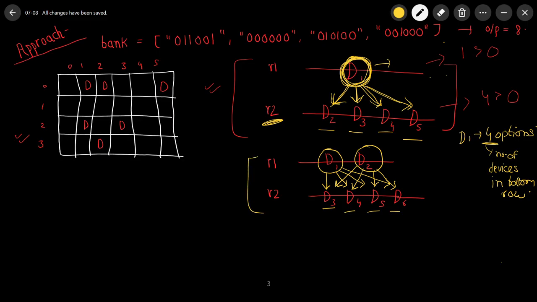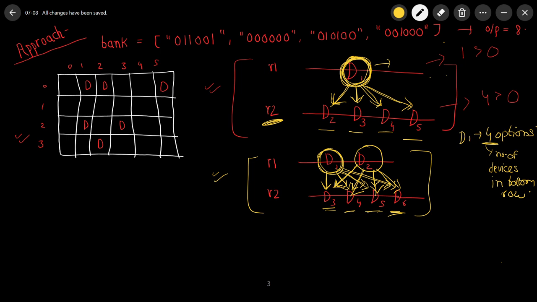Now similarly here, as you can see, D1 has four options. It can go to D3, D4, D5, or D6. And similarly, D2 also has four options. It can go to D3, D4, D5, or D6.